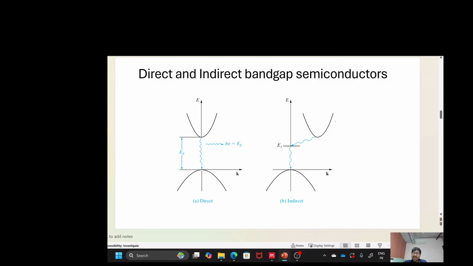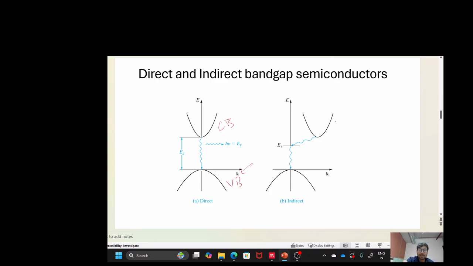And last time someone asked about the direct and indirect band gap semiconductor. So this is the conduction band, this is the valency band. Okay, so this is the Ek diagram, energy versus k diagram. k is, we can say, the momentum, and this is in the reciprocal space, not in the real space. The Ek diagram is the reciprocal space diagram.